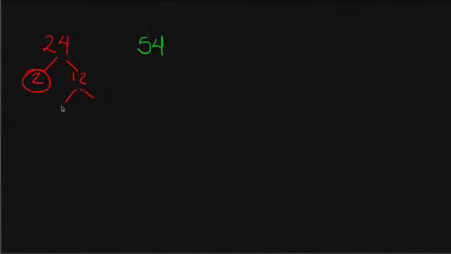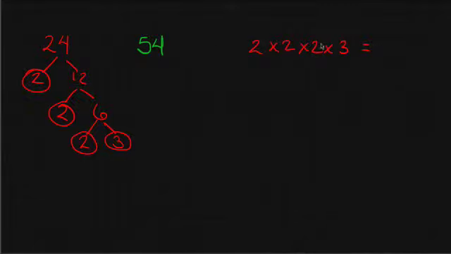12 is also even, so I'm going to divide it by 2. The other factor would be 6. 2 times 6. 6 is also even. I'm going to divide it by 2. And the other factor is 3. 3 is a prime number, so I'm going to circle that as well. So the prime factor string for 24 is 2 times 2 times 2 times 3. And if I multiply all these factors together, it equals 24.